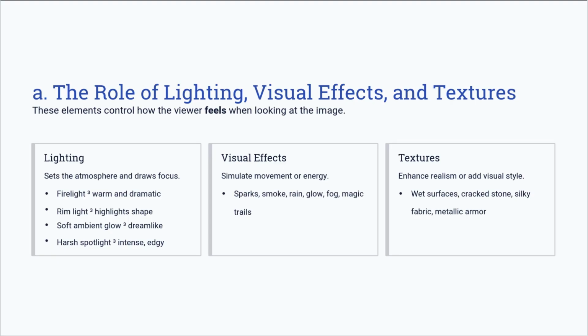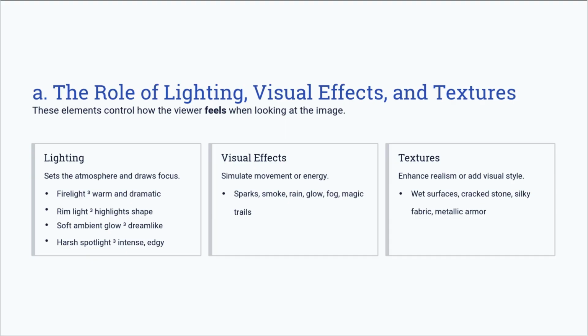Lighting is a total game changer. It sets the mood and tells your eyes where to look. Firelight makes things feel warm and dramatic. Rim light gives your subject shape. A soft ambient glow? That's dreamlike. And a harsh spotlight? Boom, instant intensity.